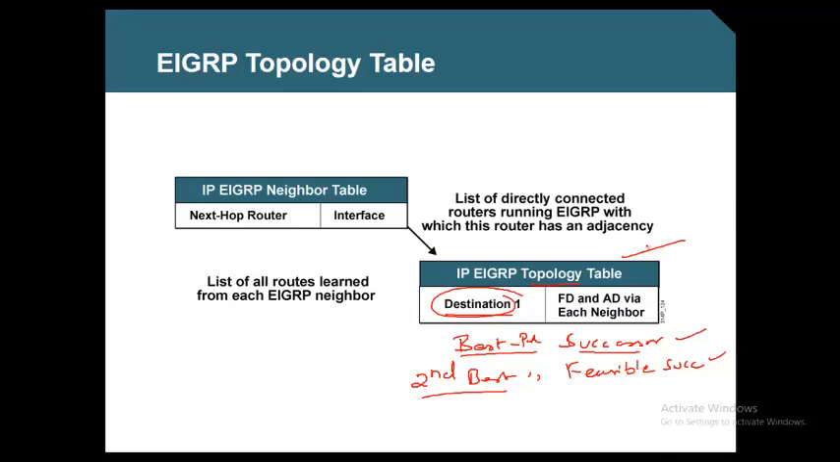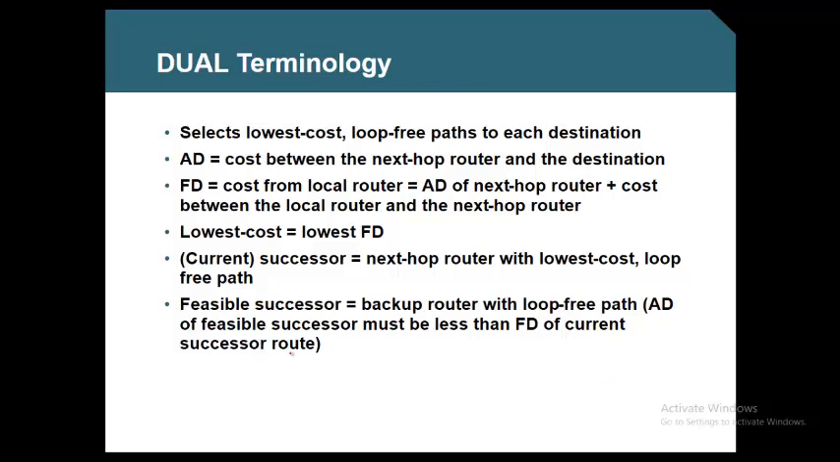The neighbor table will have simply neighbors, but the topology table will have the best path for each destination. If there is a second best path, see, there may be some paths, but it may not be a second best path. If it is really a second best path, then you will see it as a feasible successor because there is something called the feasibility condition. The one in the bracket is what is called the condition. The advertised distance of the feasible successor must be less than the feasible distance of the current successor route. Don't worry about that, I'll be teaching you in detail later.